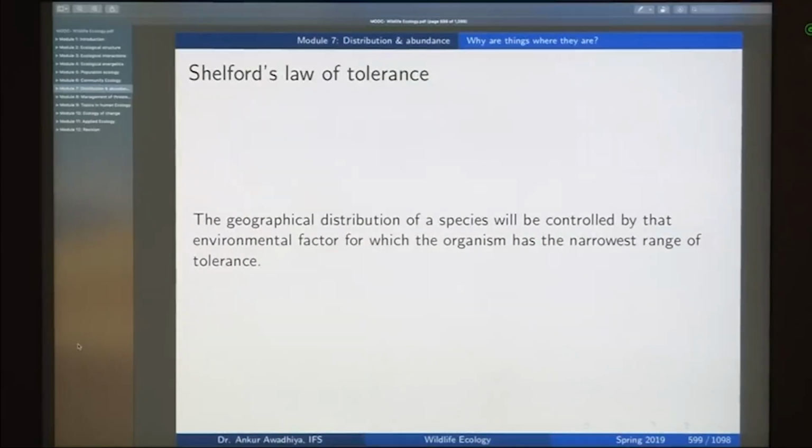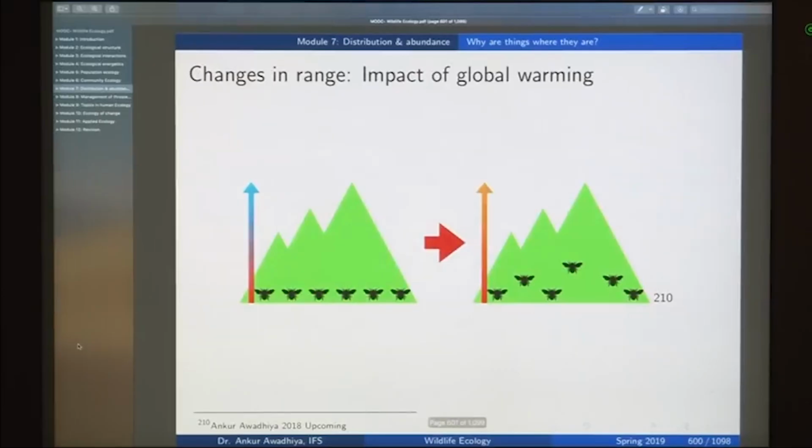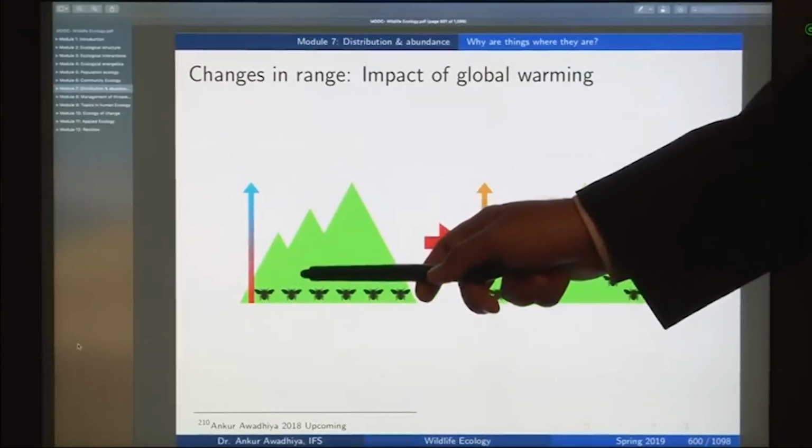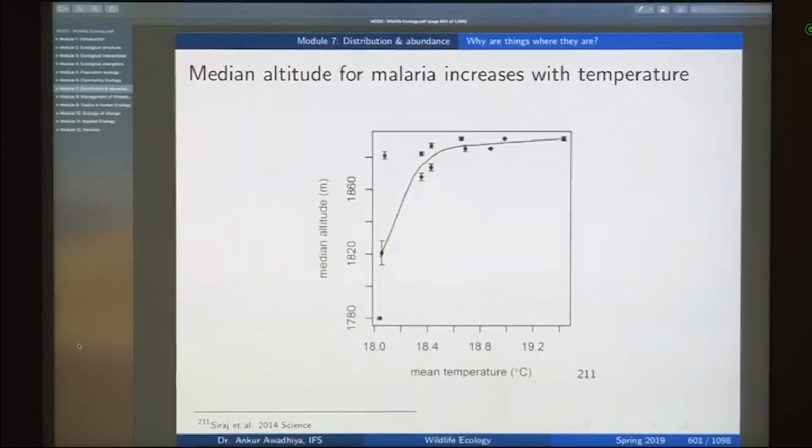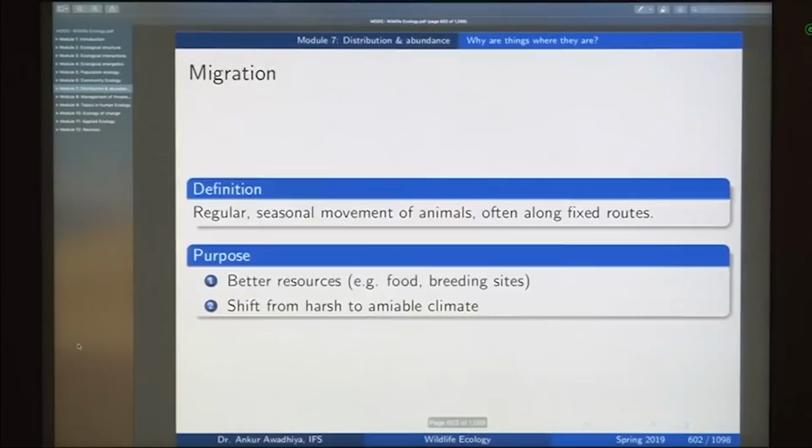The second one is Shelford's law of tolerance, which says that the geographical distribution of a species will be controlled by that environmental factor for which the organism has the lowest range of tolerance, or the narrowest range of tolerance. Now, it is important to know these different factors, because these days we are observing changes in the range. So, if you have global warming, those species that could not live in the colder areas are now able to increase their ranges. So, we are seeing that the median altitude for malaria is increasing with temperature.